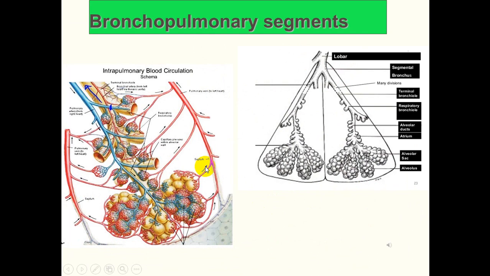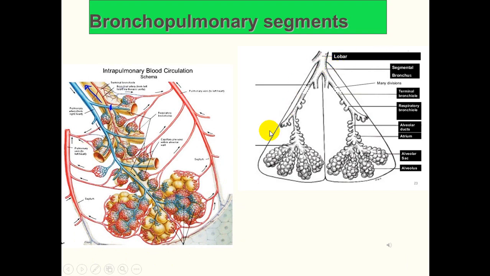Each lobe of the lung is divided into anatomical, functional or surgical units or segments, which are known as bronchopulmonary segments. Each bronchopulmonary segment starts from a tertiary bronchus, and then it is enwrapped by a connective tissue capsule and its septa. These bronchopulmonary segments are pyramidal in shape.